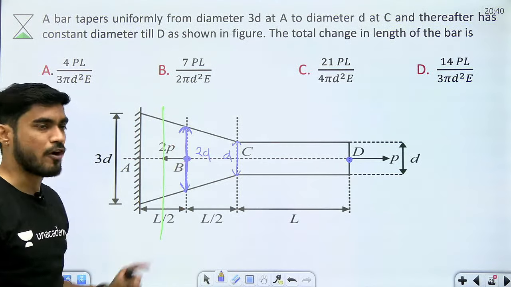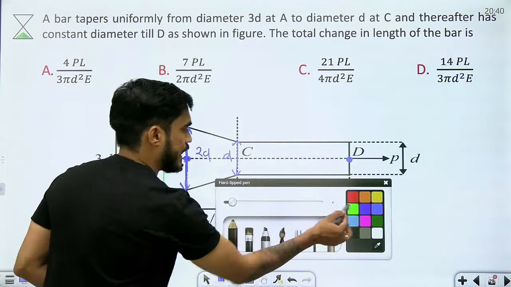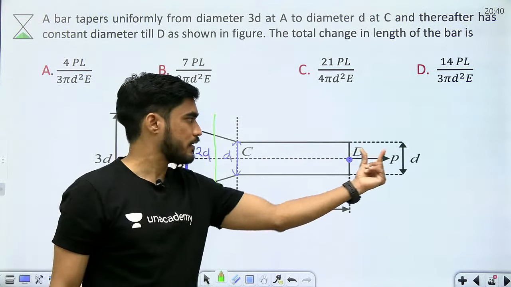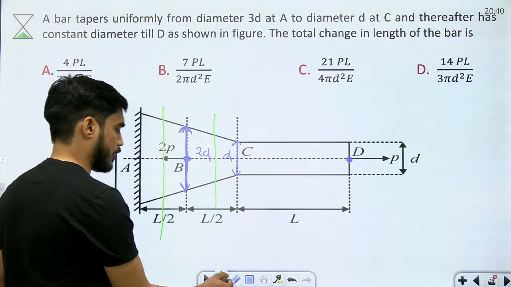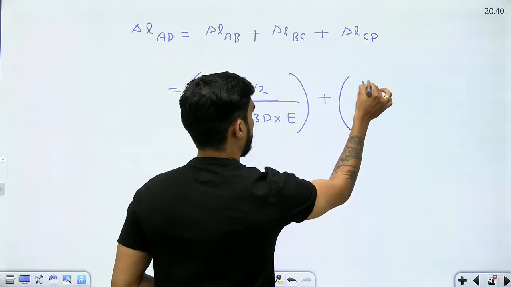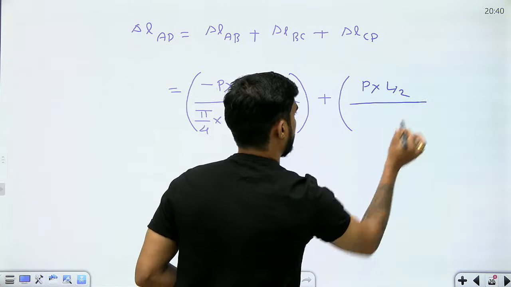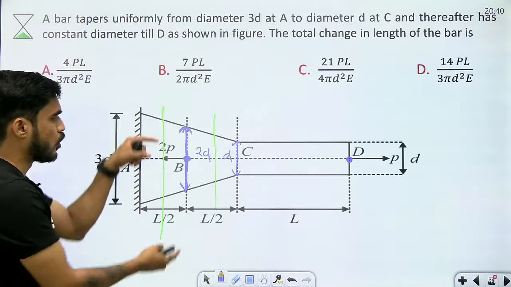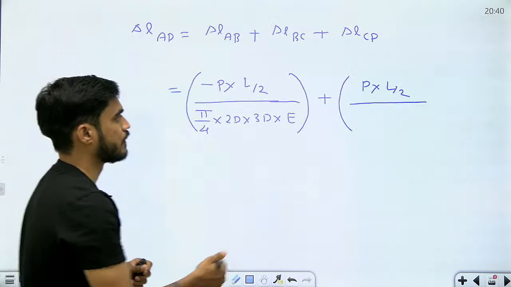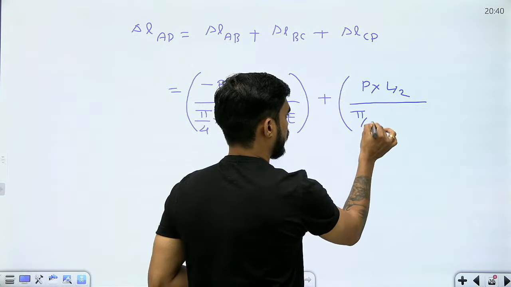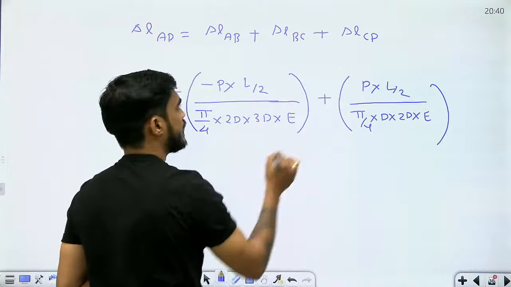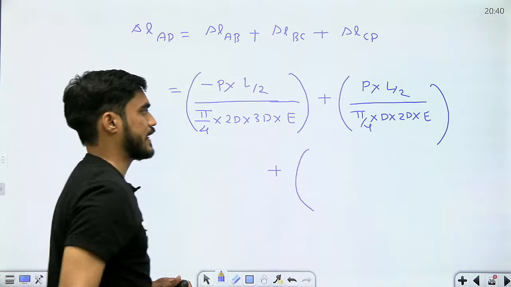Then BC के लिए भी formula will be same, and if I take a section in BC, what will be the force? राइट से देखो बेटा, there is only one force P. So what will be the equation? It will be plus P into L by 2 divided by pi by 4 D1 D2. तो ये हो जाएगा pi by 4 D into 2D into E. So this is the change in length of BC plus change in length of CD.